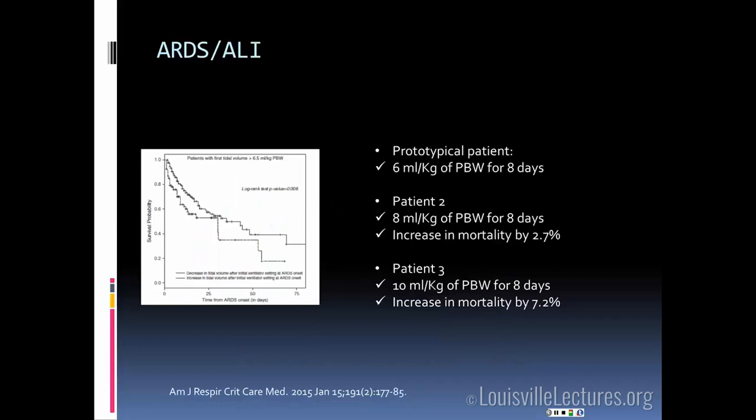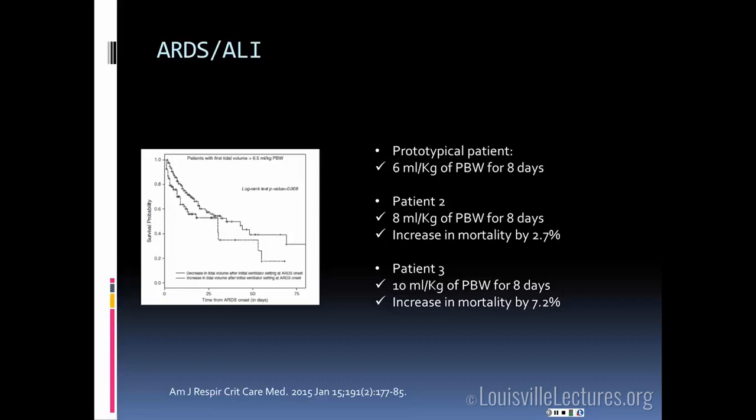Then, this study that I just presented compared 6 cc versus 12 cc. Then subsequently, people started to ask, well, 6 cc is better than 12 cc, but is 6 cc per kilo better than 8 cc per kilo? And the answer is yes, it is. The lower your tidal volume, the better. There are now many observational studies showing that the lower your tidal volume, the better.